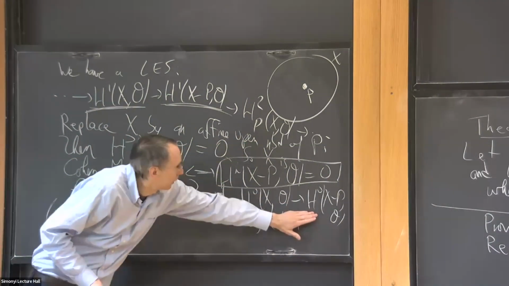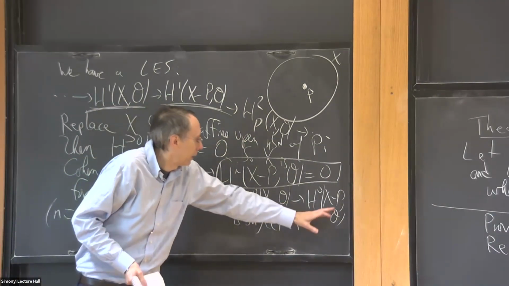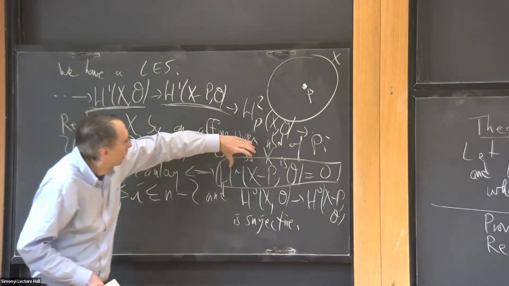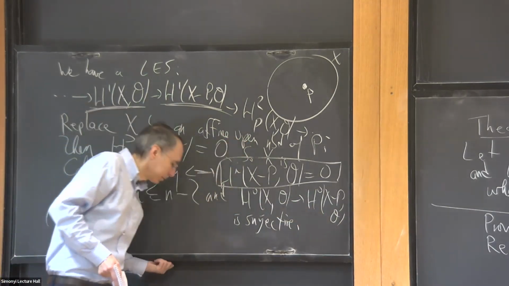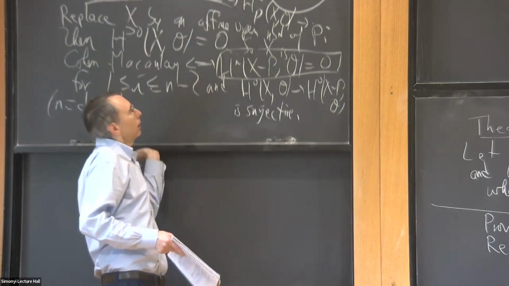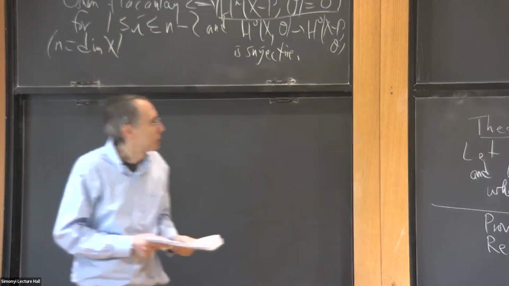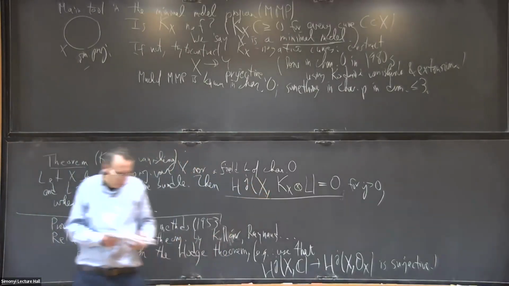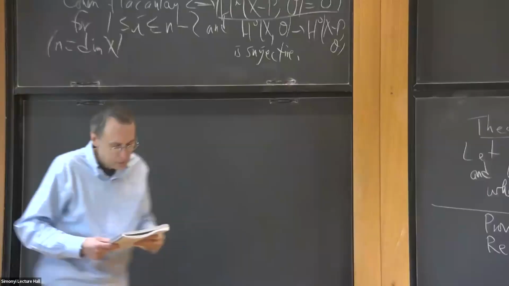This part is what you would have if X is normal and of dimension at least 2. And so if you have a normal variety, Cohen-Macaulayness is basically this vanishing. Okay. Hopefully it's clear why I'm saying this. At least I want to make the analogy between this local property and these global vanishing theorems.